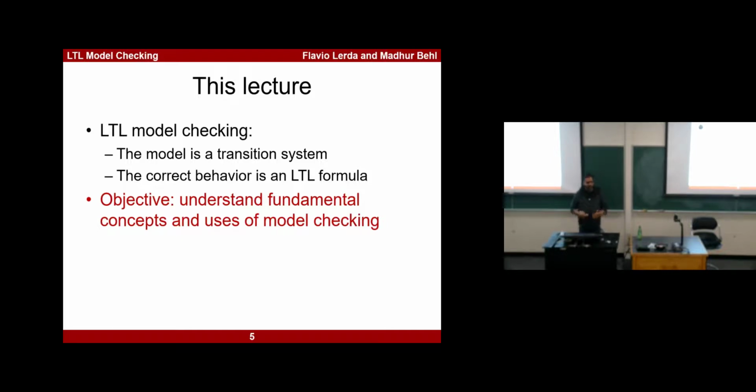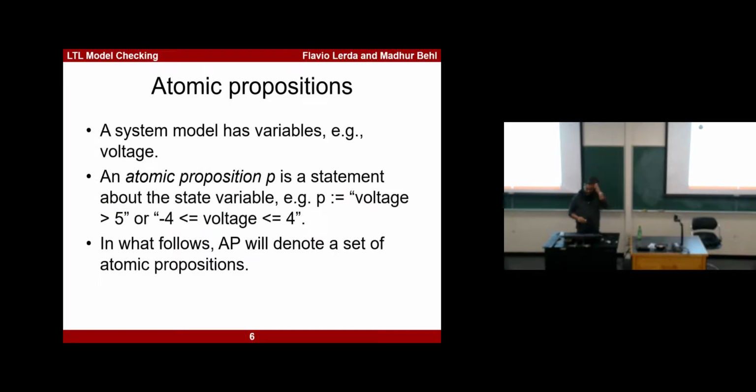But before we do that, there's going to be a few new terms and definitions that you should understand. So let's begin with this new definition or a term that we haven't seen so far. It's called an atomic proposition. Okay, so what is an atomic proposition? Let's say I have a transition system. Let's say it's the heart.